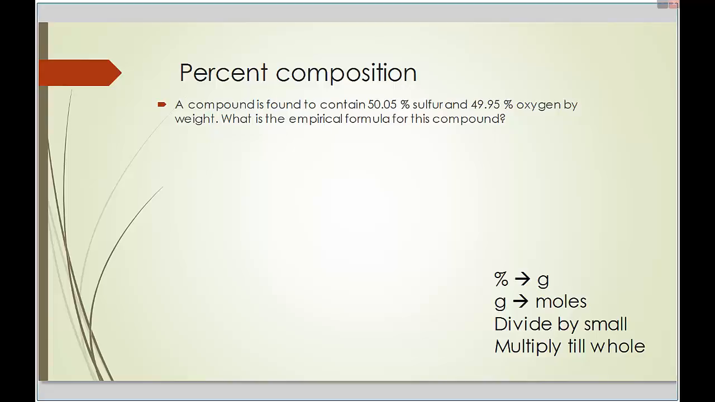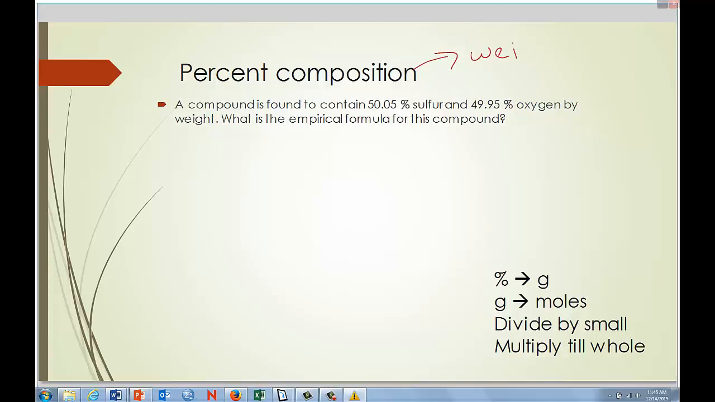So let's take a look at percent composition. Percent composition is how much of the molecule is a specific element. So you're looking at the weights. So when we're talking about percents, we're percenting by the weight, by the mass of it. And we're going to take the percentage and convert it over to the empirical formula.